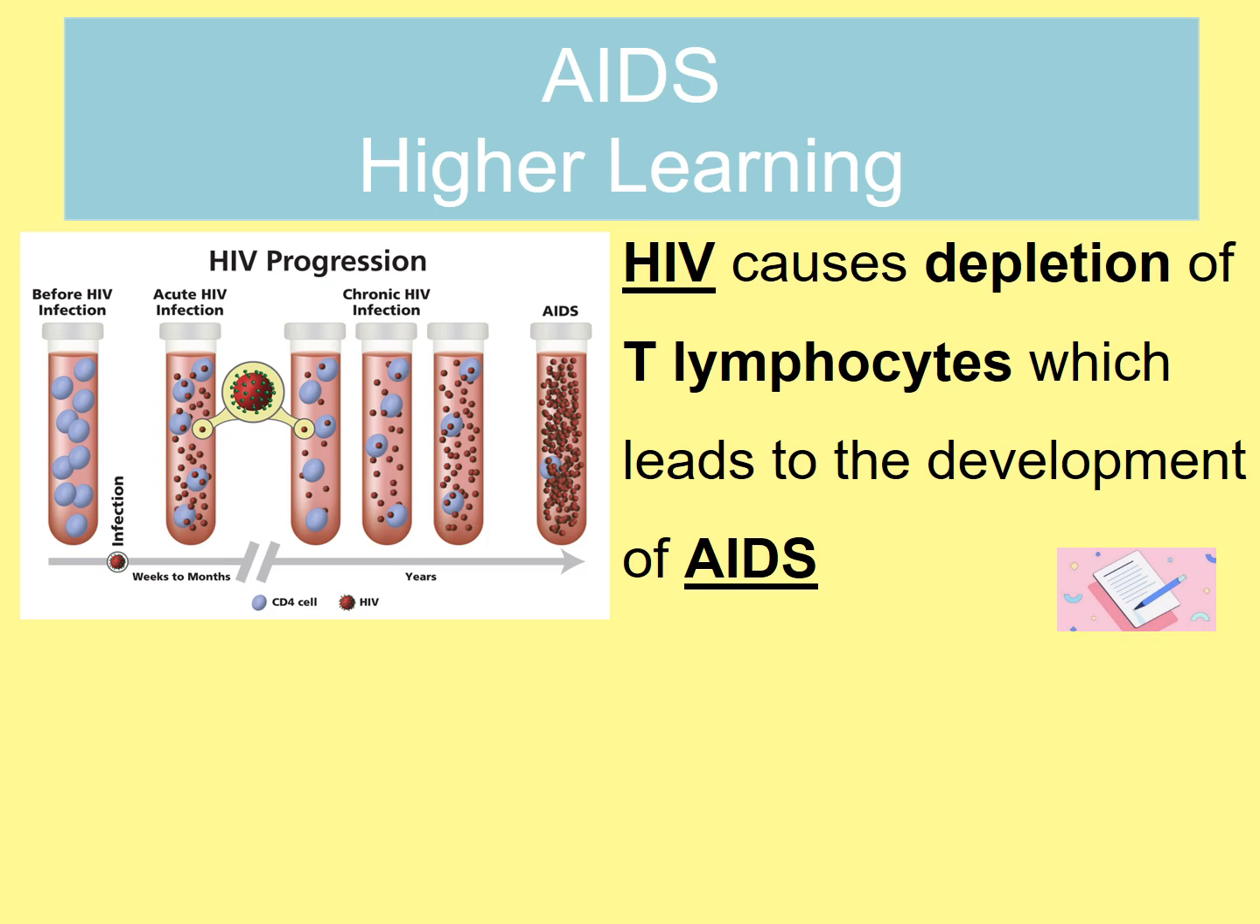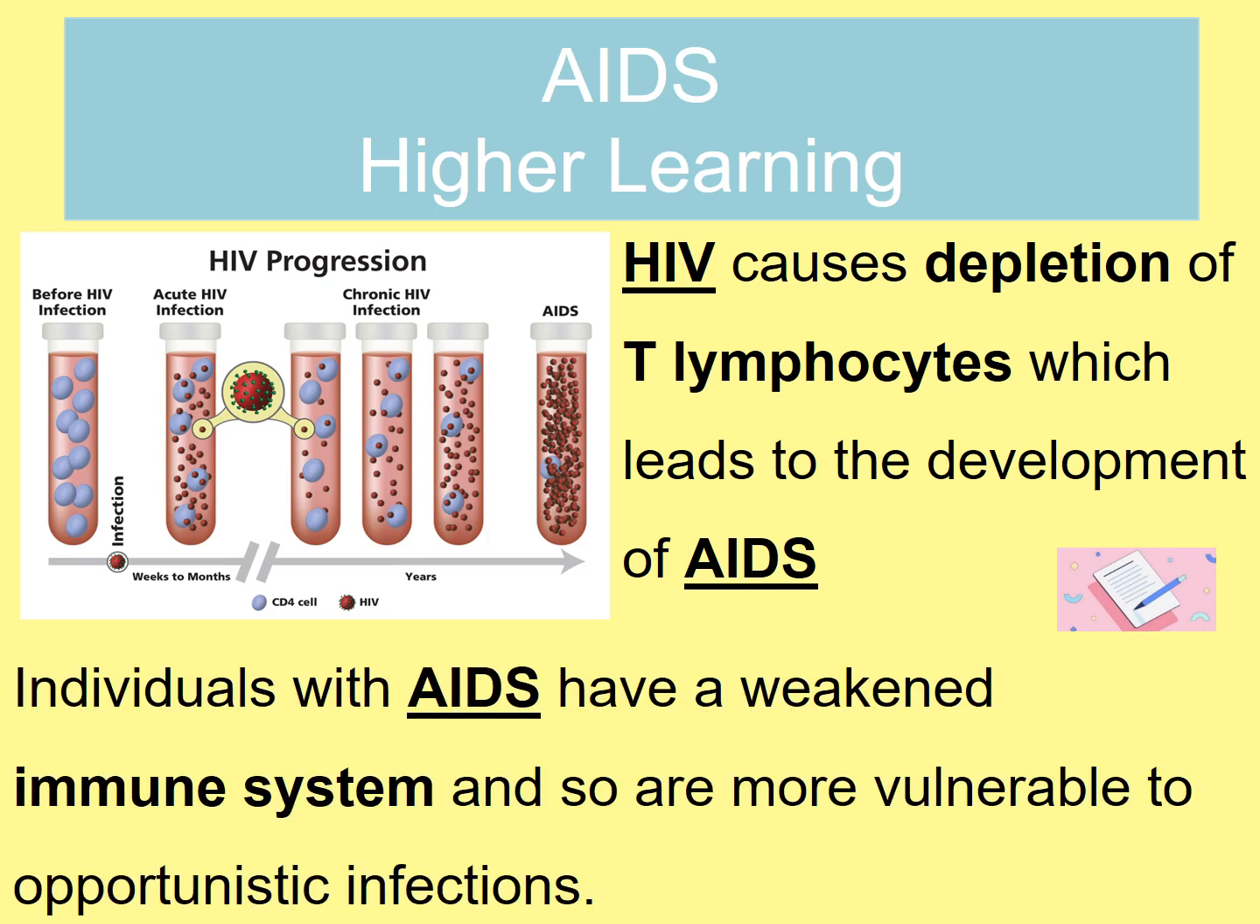HIV causes depletion of T lymphocytes, which leads to the development of AIDS. Individuals with AIDS have a weakened immune system and so are more vulnerable to opportunistic infections such as pneumonia and rare forms of cancer.